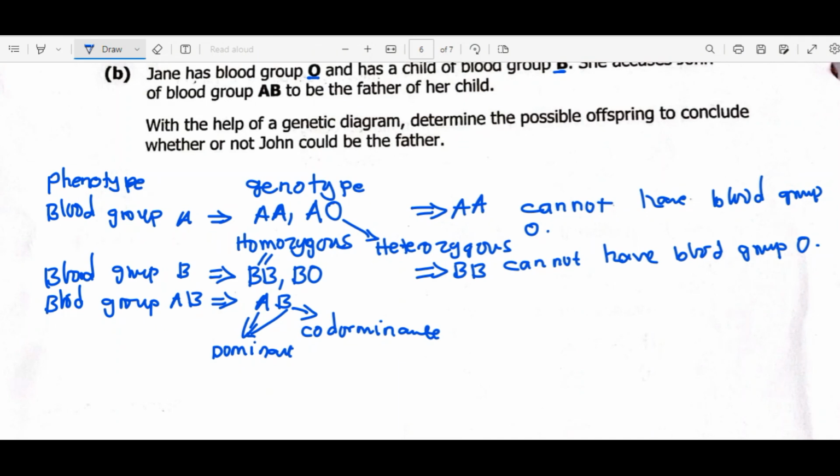So there is no gene in this case that is recessive. Whenever you have such a case where you have two genes with different characteristics, but they are able to express themselves, then you have a condition that we call codominance. The other note also here is AB cannot have blood group O. So to summarize, AA cannot have, or BB cannot have, AB cannot have.